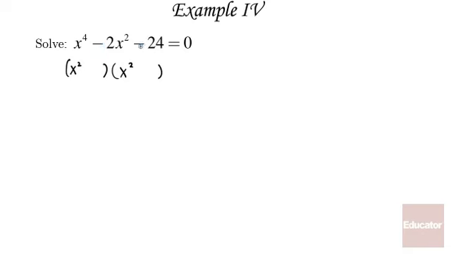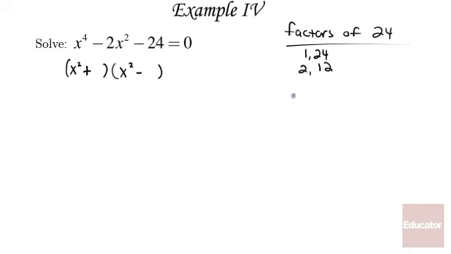Okay, so I have a negative sign here, which means that one term is going to be positive and one is going to be negative for the second terms. Let's think about the factors of 24, and let's find factors that are going to add up to negative 2. Factors of 24: 1 and 24, 2 and 12, 3 and 8, 4 and 6.